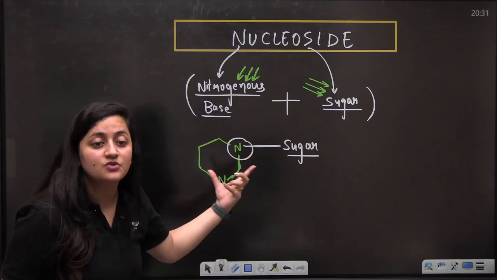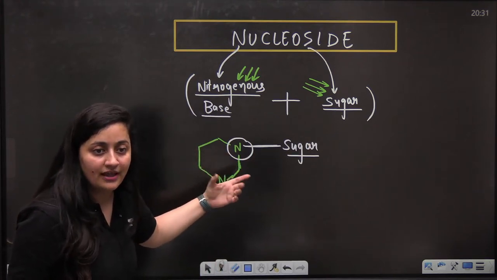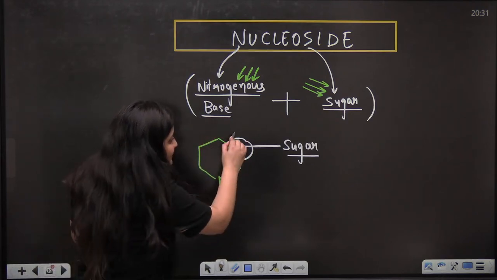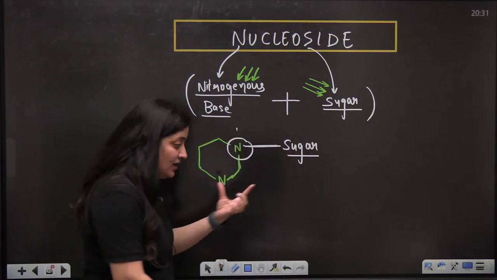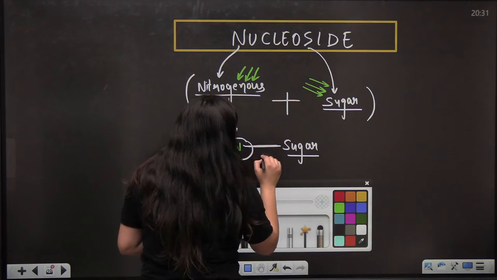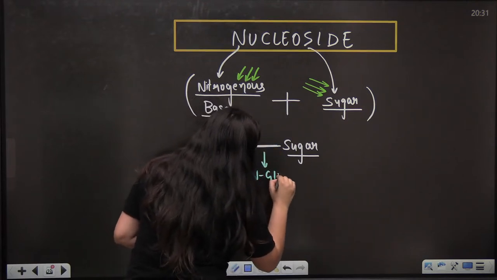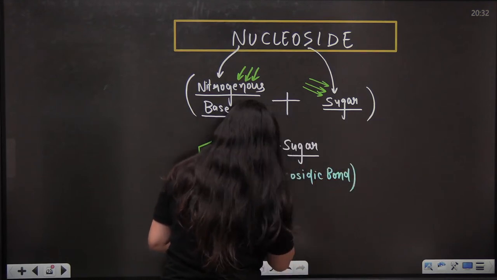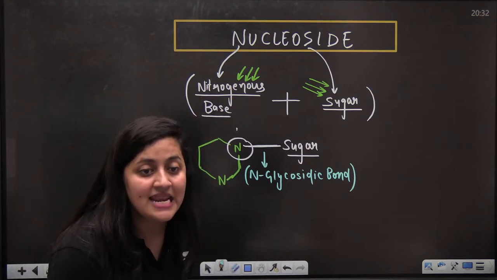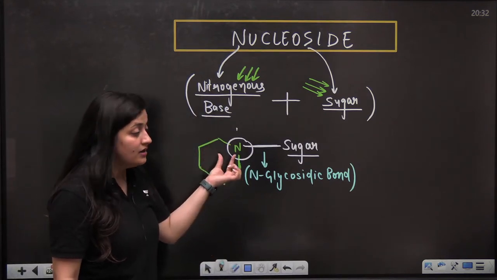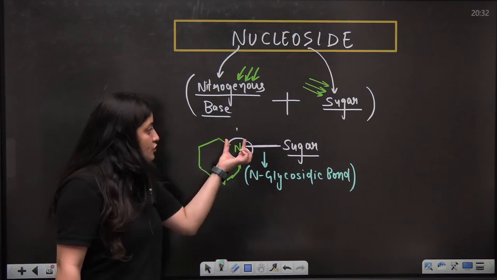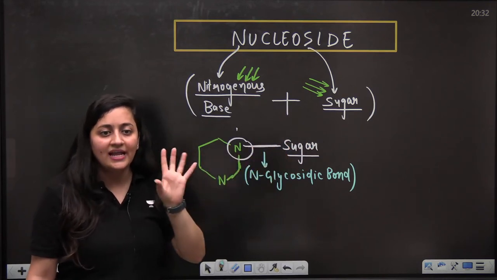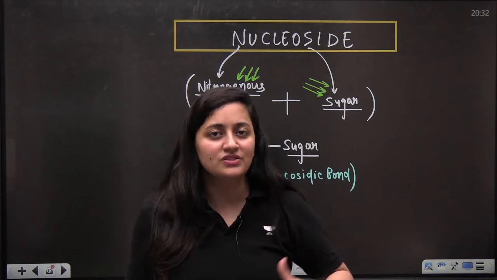How will they join? This is what you need to understand. It's a game changer, important for chemistry, important for biology. The nitrogen present at first position of the nitrogenous base will form the bond with the sugar. And this bond is known as the N-glycosidic bond. Why are we considering the word N? Because nitrogen is involved, right? Nitrogen from this nitrogenous base, carbon from this sugar. So can I ask you one question? When we talk about the nucleoside, it is made up of what?